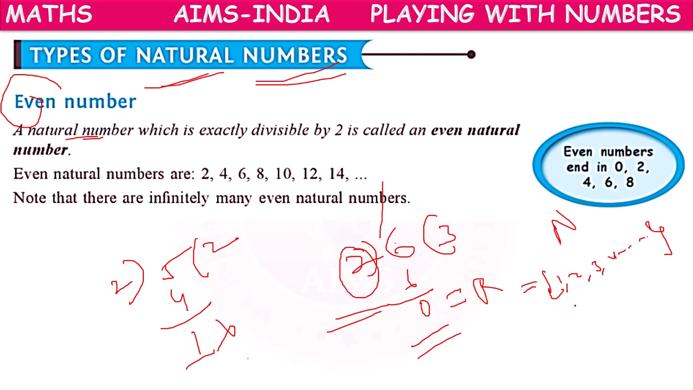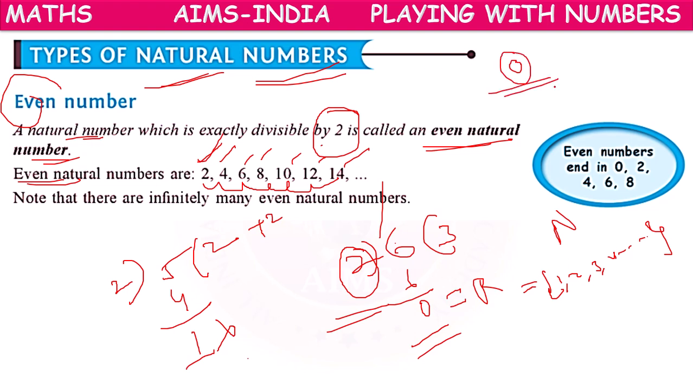So the numbers starting from 1 are considered to be natural numbers or counting numbers. A natural number which is exactly divisible by 2 is called an even natural number or even number. The first, least even natural number is 2. After that 4, 6, 8, 10, 12, 14. If you observe, the difference between two consecutive even numbers is 2. First, the least, because 0, we should not count 0.